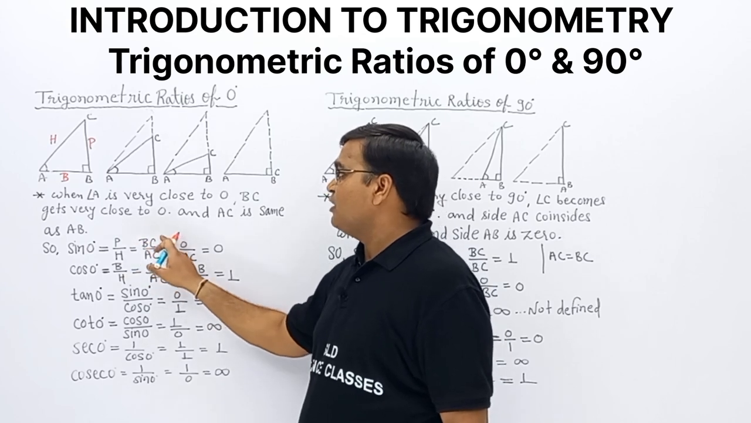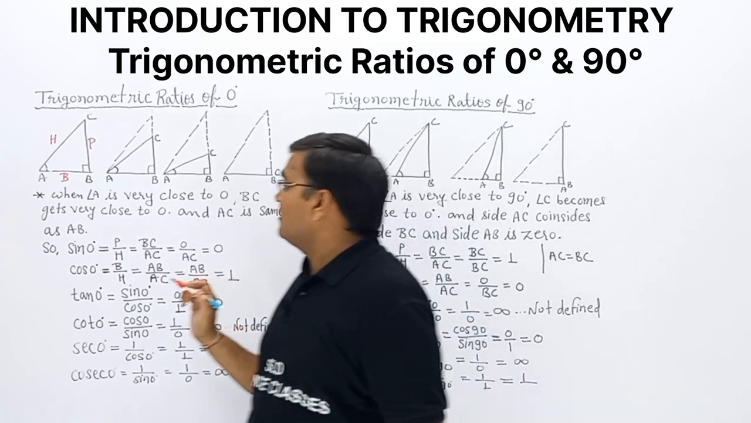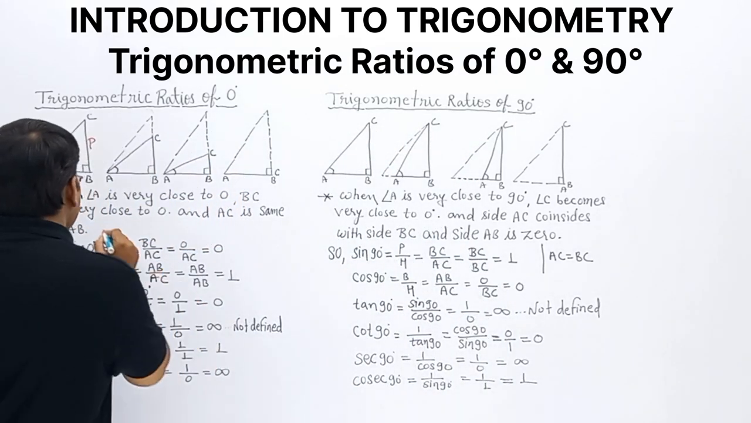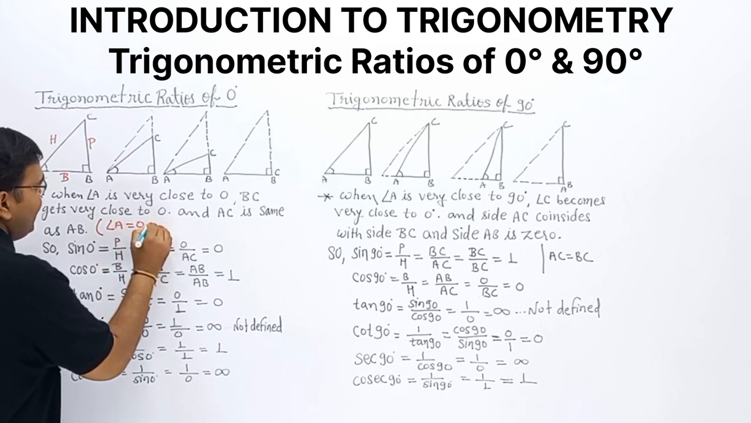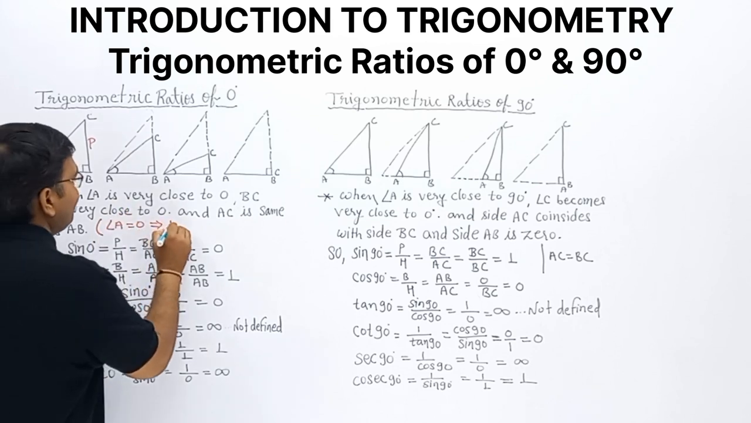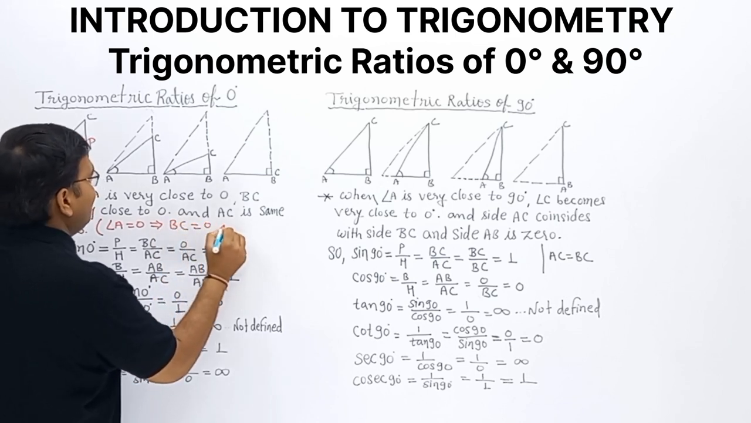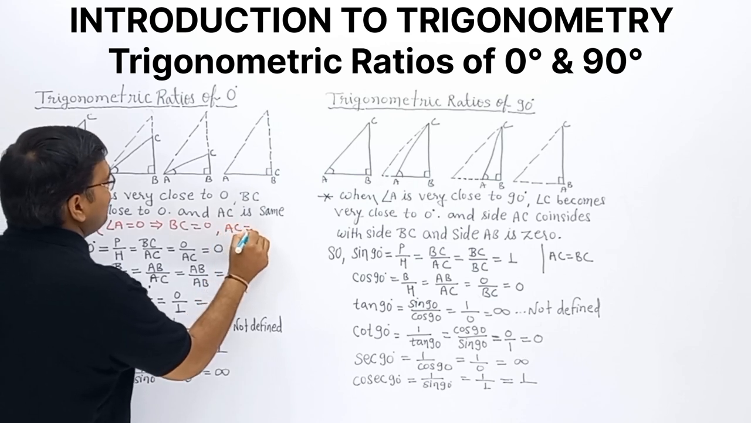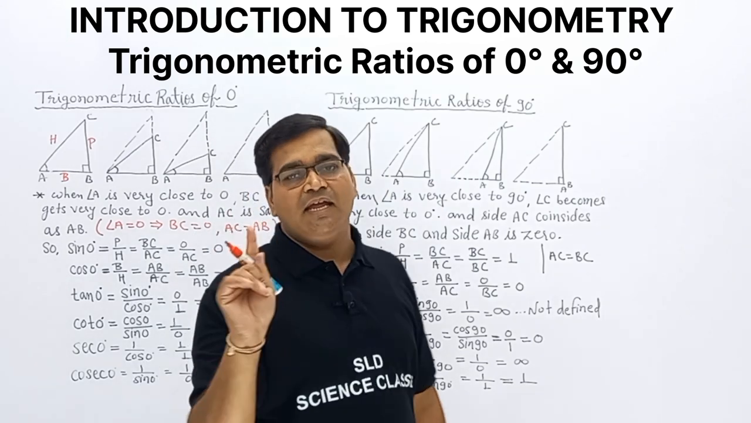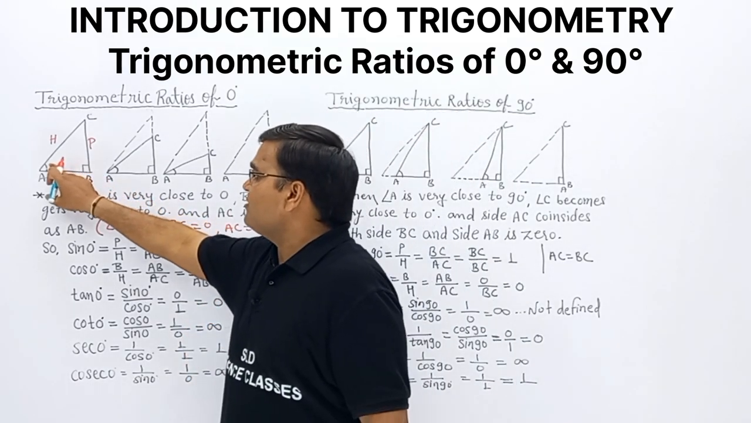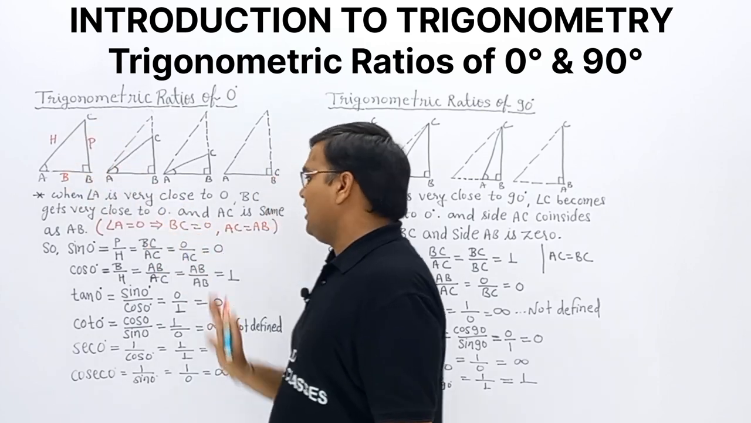Now what about BC? When angle A is 0, BC is what? Finally I am writing the result here: when angle A equals 0, then BC equals 0 and AC equals AB. This is the final conclusion. Clear? When angle A is 0, BC will be 0 and AC will be equal to AB.